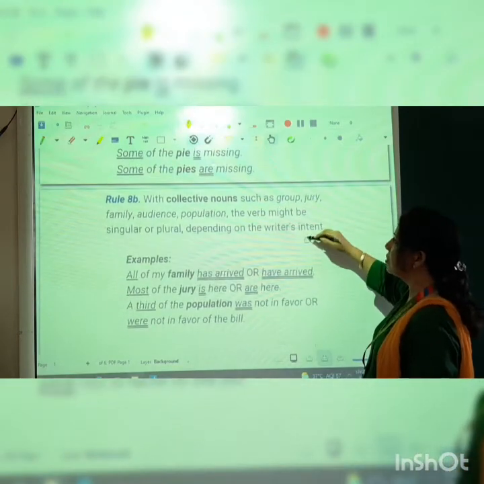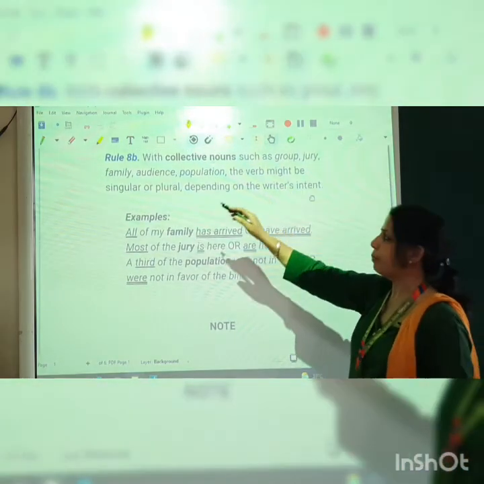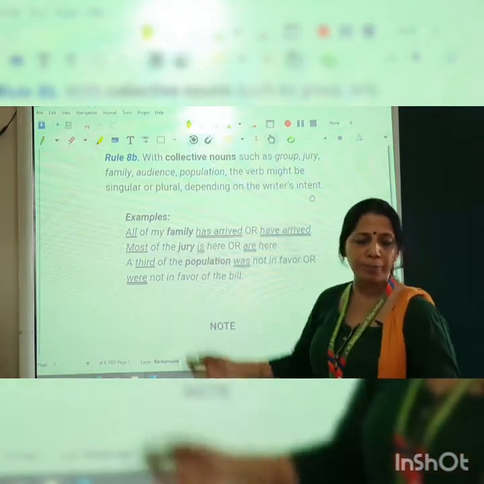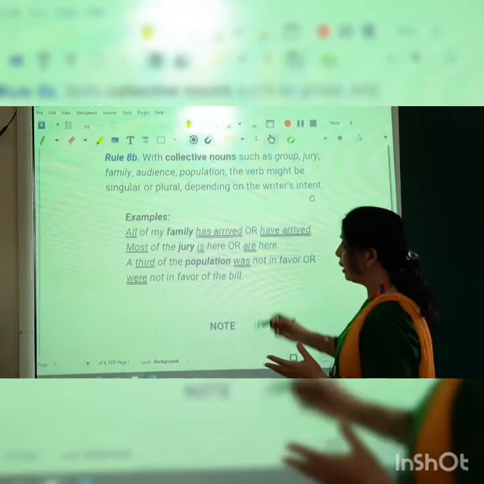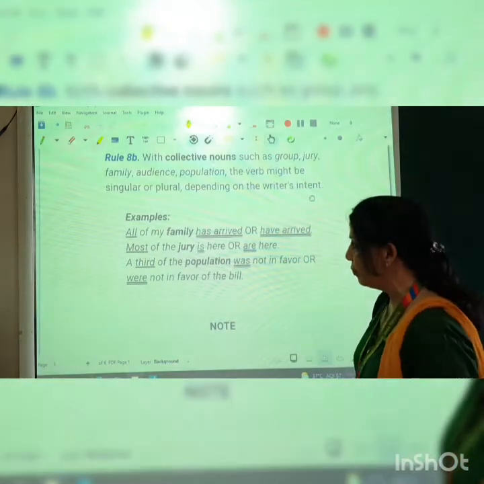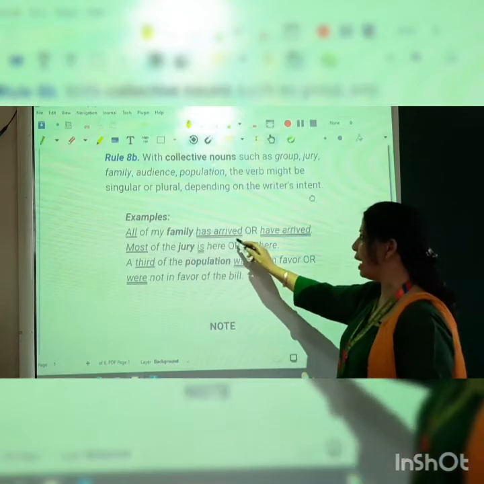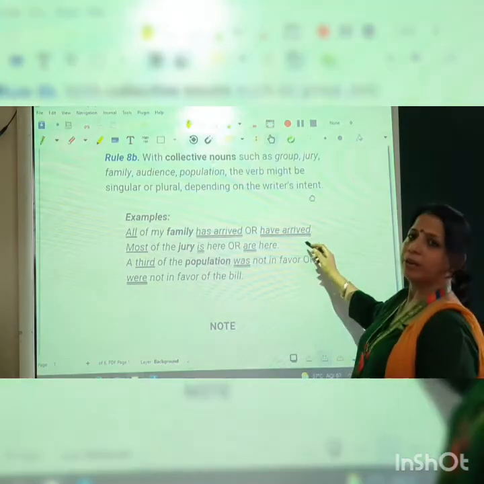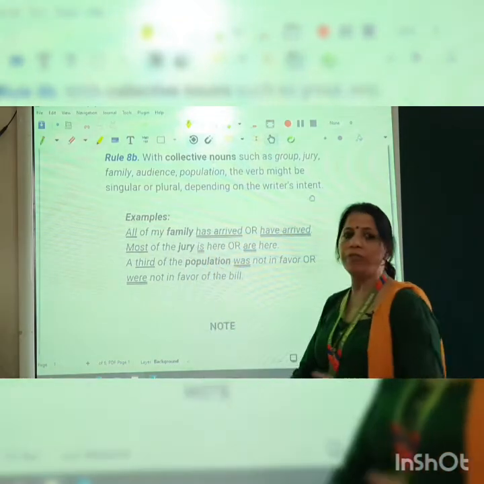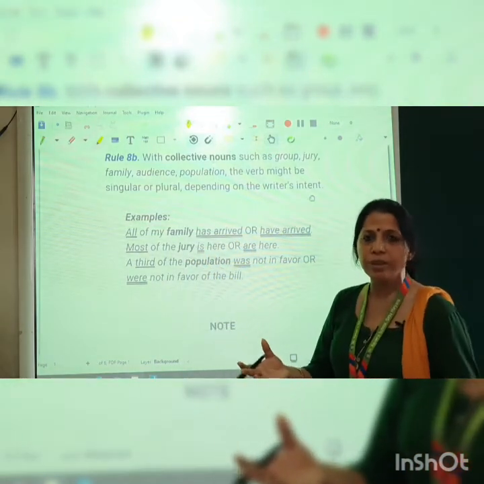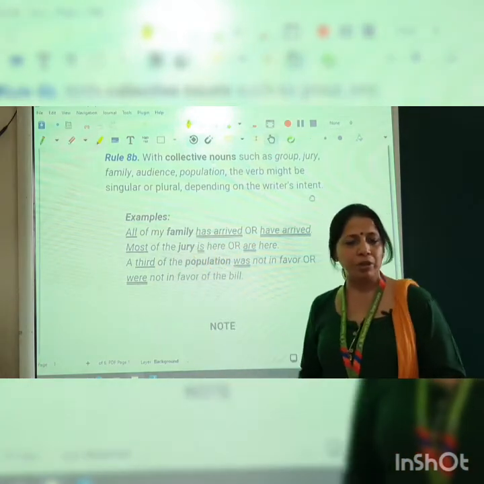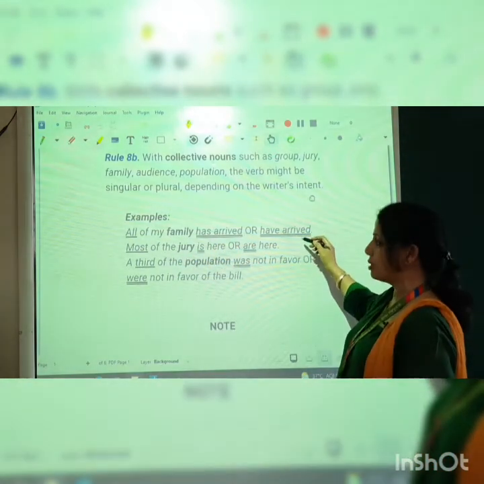With collective nouns such as group, jury, family, audience, population, the verb might be singular or plural again, depending on the writer's intent or the context in which he is talking. Now, all of my family has arrived or have arrived. Both can be used. If you talk about my whole family together, it can be used as "has", or if you talk about family members, it can be "have" also.